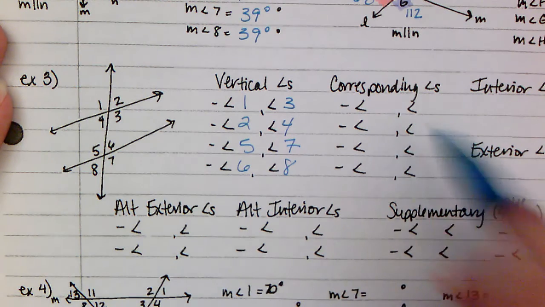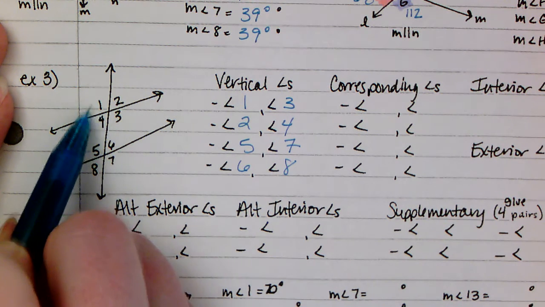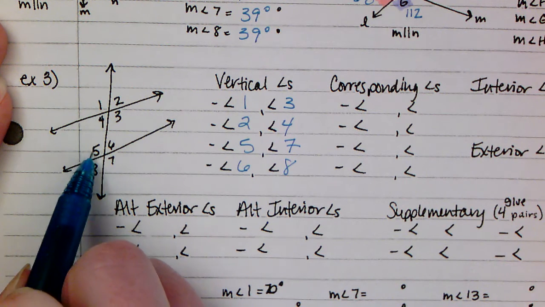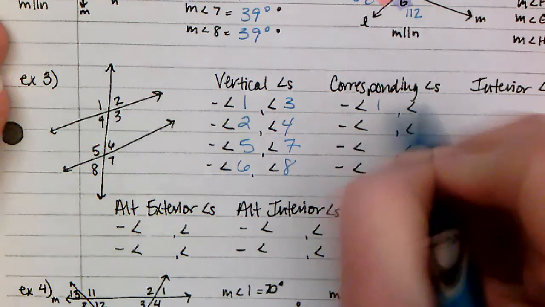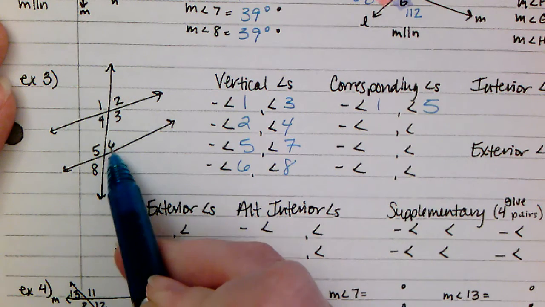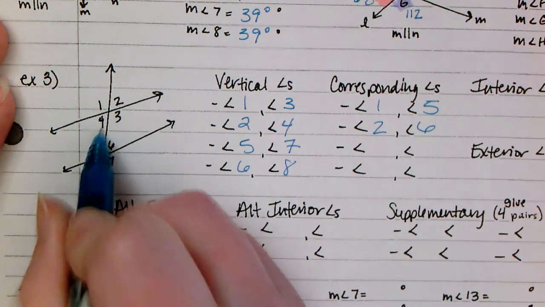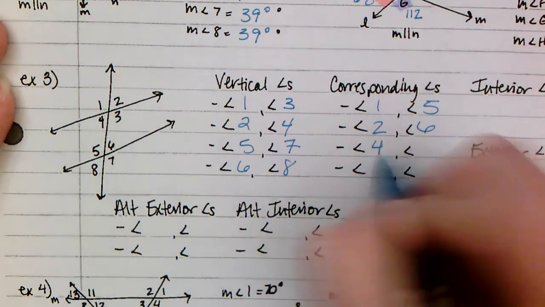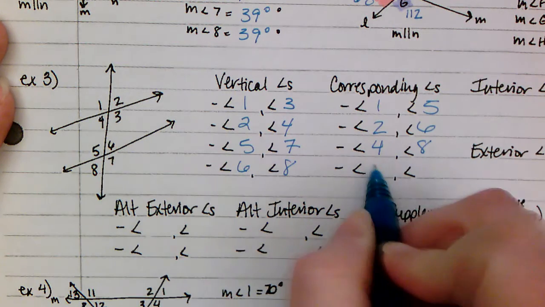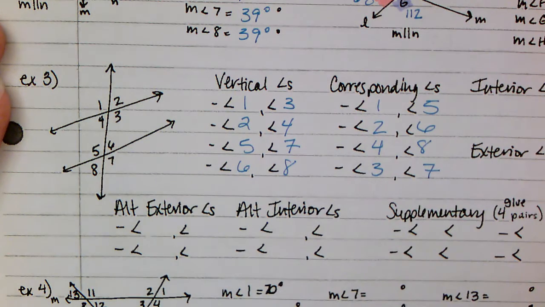Corresponding angles have the same position. So if I start at 1, that's in the upper left-hand position. Go down to here, 5 is in the same position, upper left hand. So 1 and 5. 2 and 6 hold the same position of upper right. 4 and 8 are lower left. And 3 and 7 are lower right.